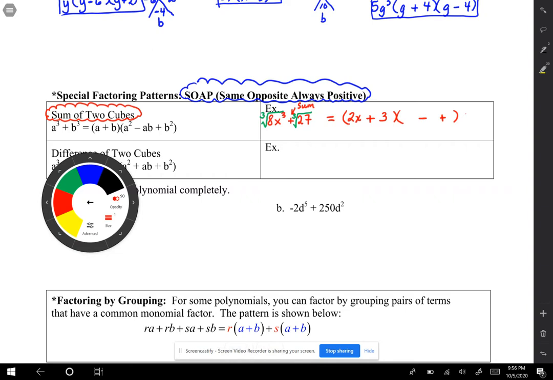Once you get those two, the rest of it's pretty easy. So what goes in here is going to be the 2x that you wrote first, and you're going to square it. So 2x times 2x is 4x squared. And what's going to go in the middle is going to be, and that's why I put the negative sign, because it's same, opposite, always positive.